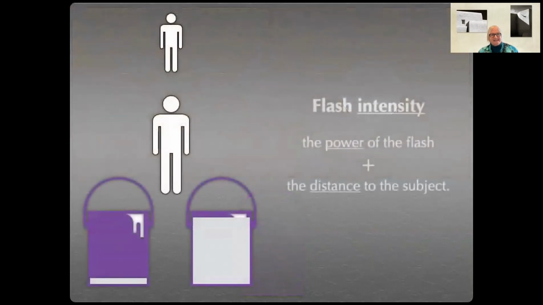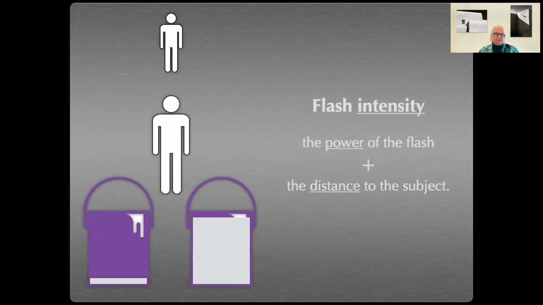Now, flash intensity is determined by the power of the flash and the distance to the subject. So if I throw a bucket full of paint at you from 2 feet away, you're going to get much wetter than if I throw it from 6 feet away, right? And if I have a full bucket rather than just 1/8 of a bucket, you're going to get wetter with that full bucket too. So in the same way, getting a flash closer to a subject gets more light on it. It increases the intensity of the light on the subject.